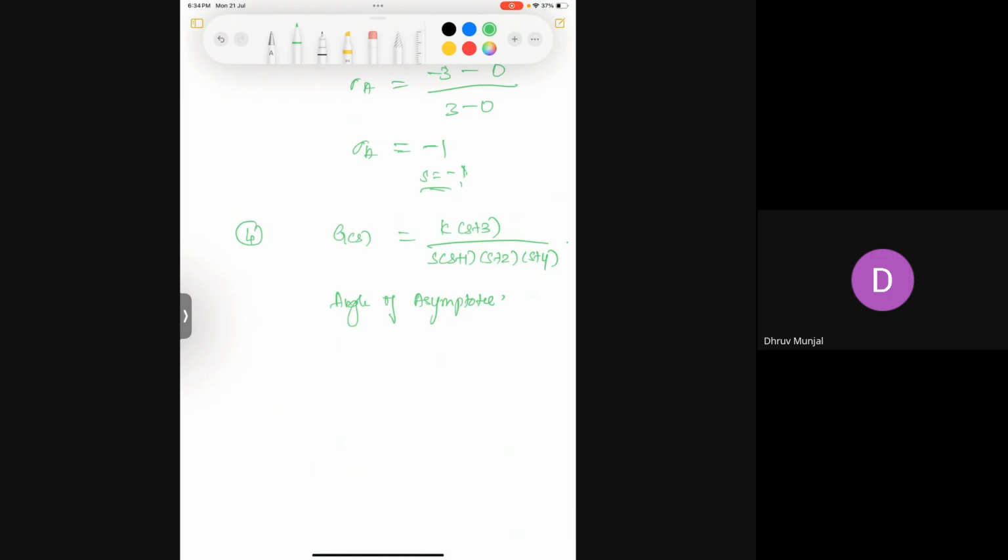How can we solve this? They have given the open loop transfer function, G(s). It is not the loop transfer function, it's a unity feedback system. Since H(s) is equal to 1, G(s)H(s) equals G(s) only. So we can straight away consider this as the loop transfer function.